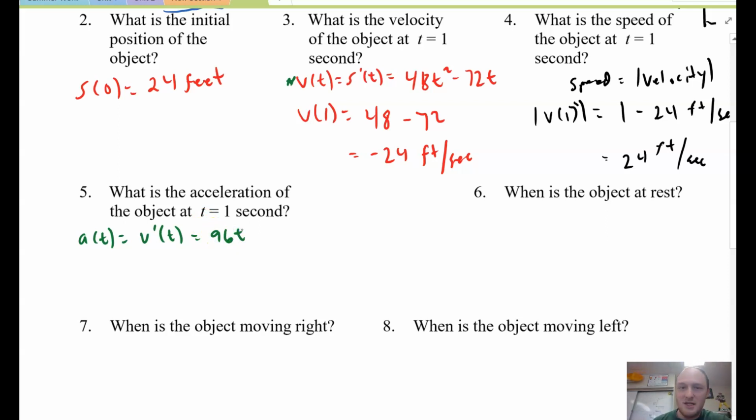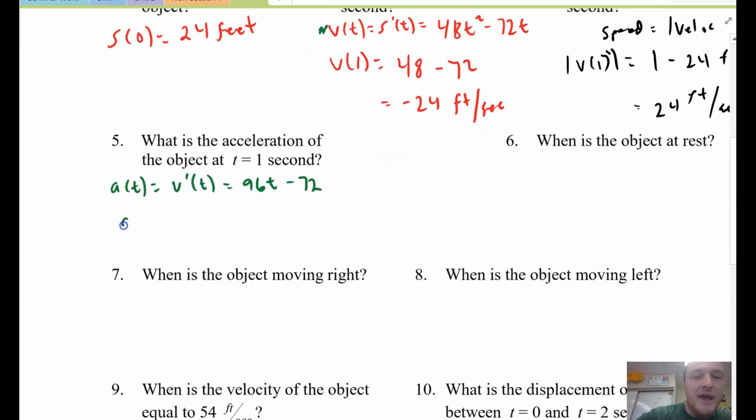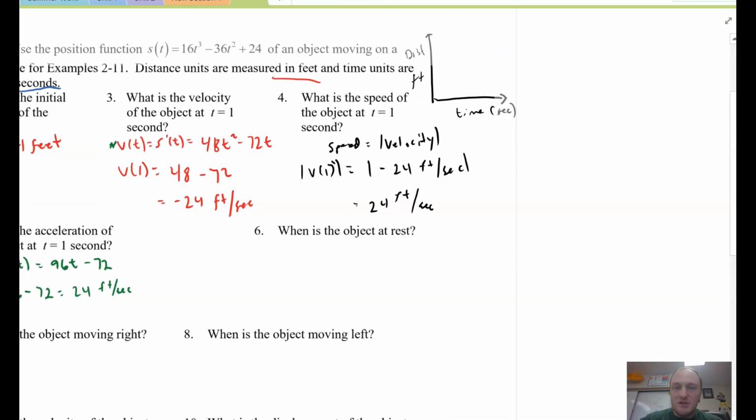And then minus 72. There's our acceleration function, and again, I want a of 1. So I plug this in, and we get 96 minus 72. This is going to give us 24 feet per second. But I need to know, I'm taking the derivative again. So the derivative here, this is our position function. I'm looking here.